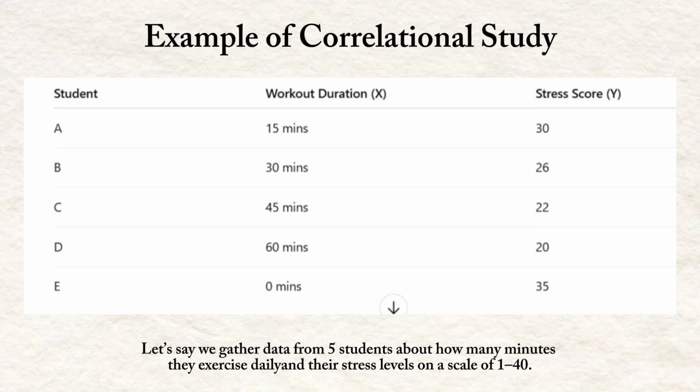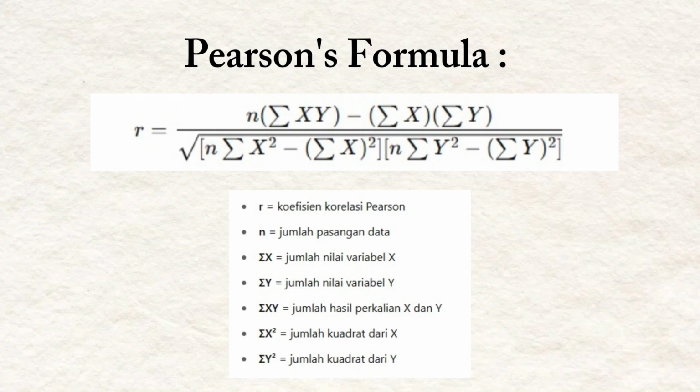Let's say we gather data from 5 students about how many minutes they exercise daily and their stress level on a scale of 1 till 40. And we calculate R using Pearson's formula, and the result shows that R is negative 1. So the data have perfect negative correlation.